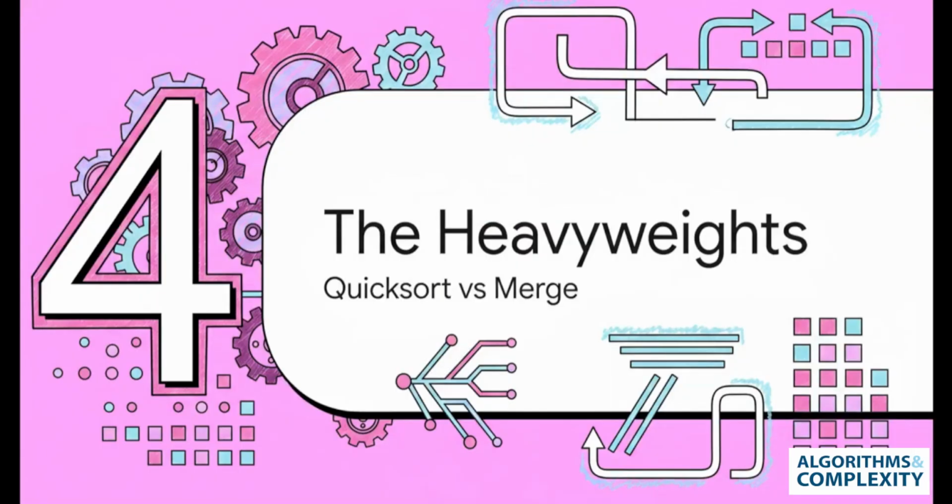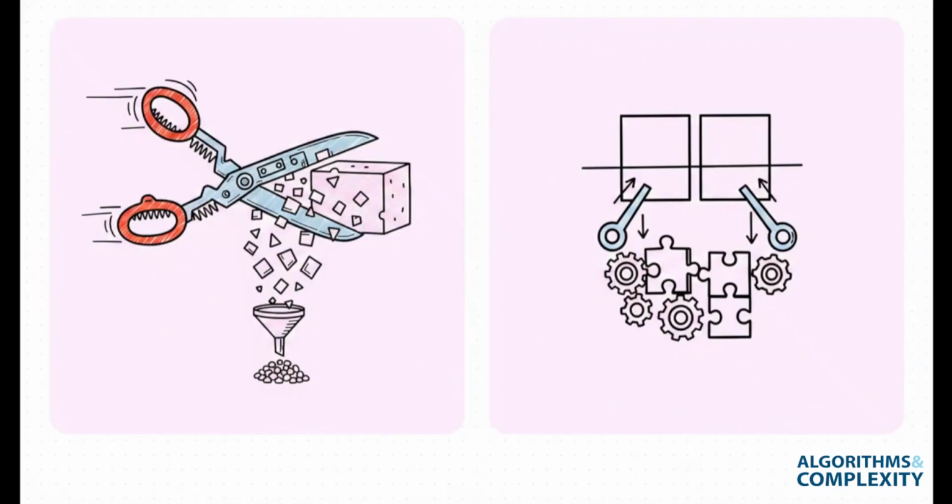Section 4. Heavyweights. Quicksort versus merge. When we graduate to massive, randomized datasets, we need the heavyweights. Quicksort and merge sort take entirely opposite philosophies. Quicksort does all its heavy lifting during the dividing step, whereas merge sort does its heavy work combining the lists back together. Think about it.